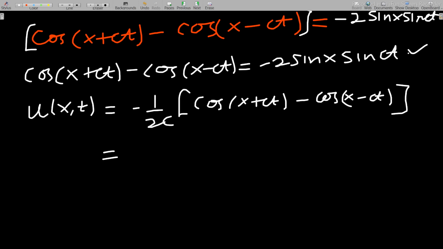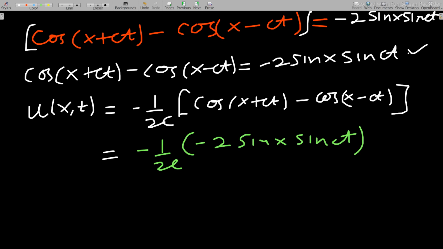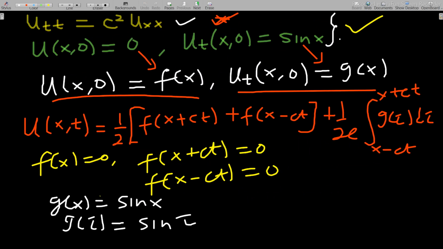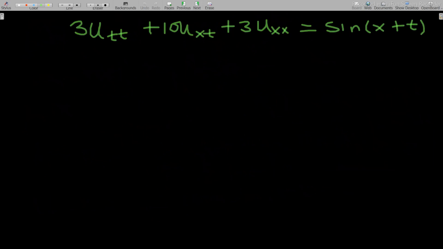So our solution will be equal to minus 1 over 2c multiplied by negative 2 sine x sine ct. We can take the 2 out, and when you multiply through by the negative, we get a positive, so 1 over c sine x sine ct, anyhow you want to write it, which is our u of (x, t). So this is very simple, and this is the solution to the question we had here. Let's go ahead and solve a more complex example.